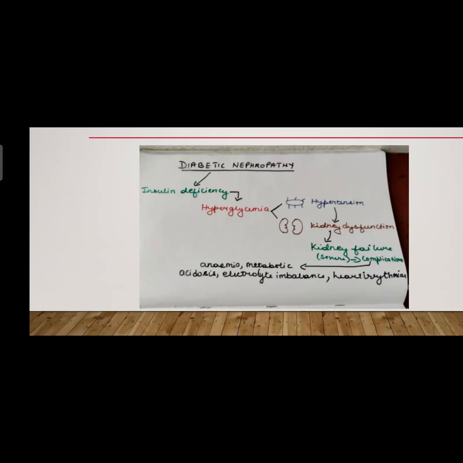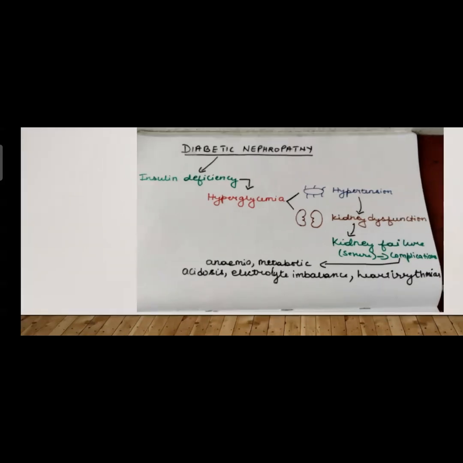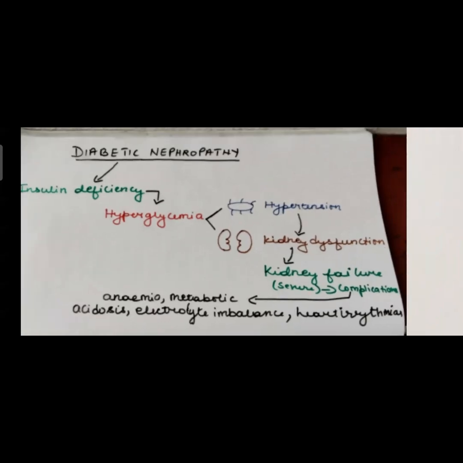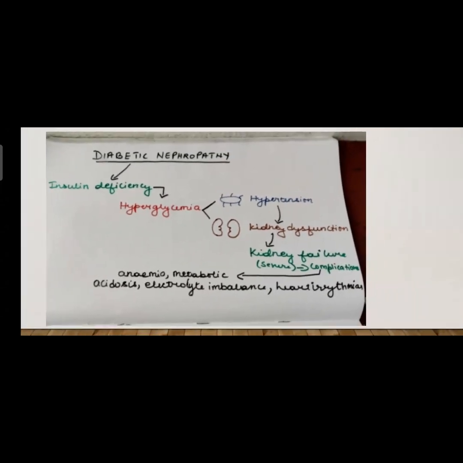When too much sugar is left in the blood, it leads to hyperglycemia, that is the high level of glucose. From hyperglycemia, it leads to hypertension and then kidney dysfunction, where the kidneys are not able to function properly. From kidney dysfunction, it will lead to kidney failure, in which the kidney fails to function. This is very severe, and it may give rise to complications like anemia, elevated levels of nitrogen, and metabolic acidosis, that is elevated levels of acids, and electrolyte imbalance.